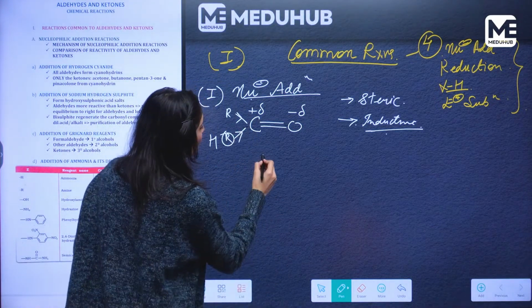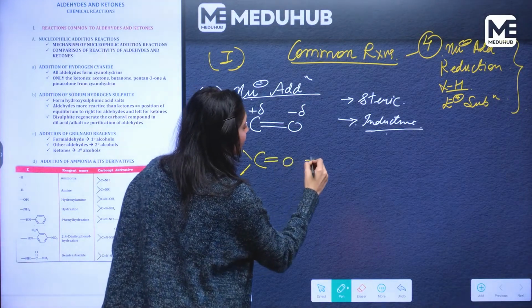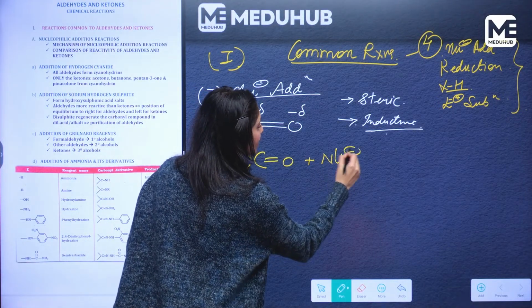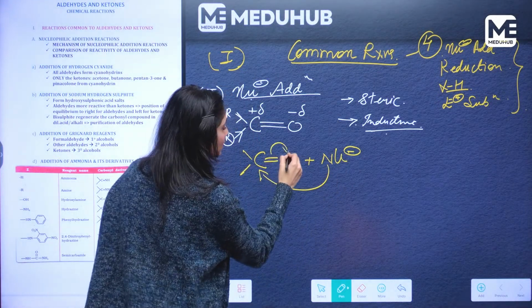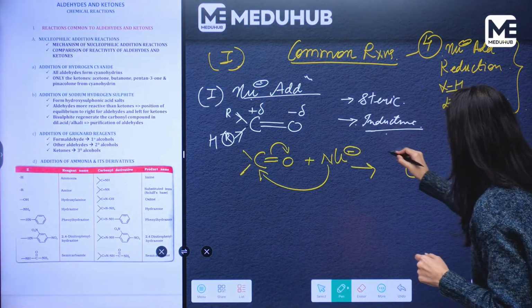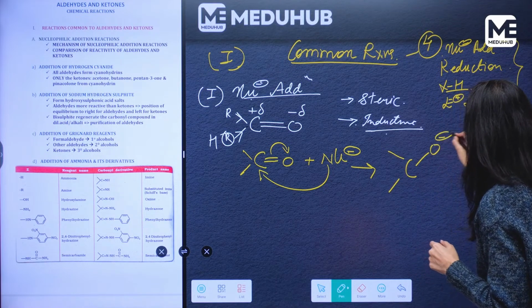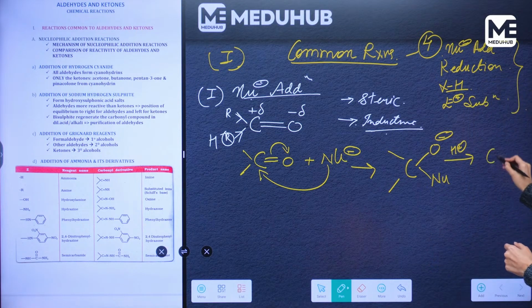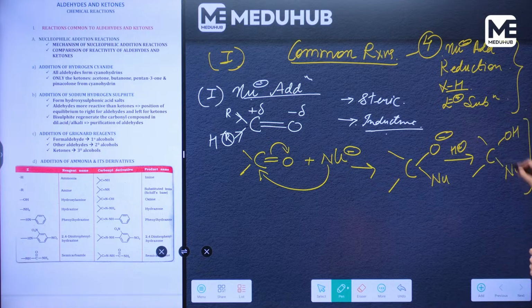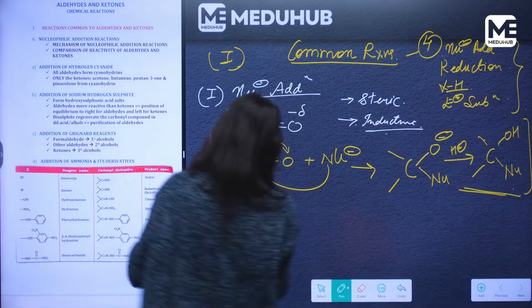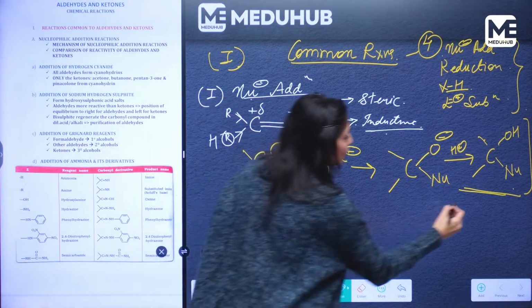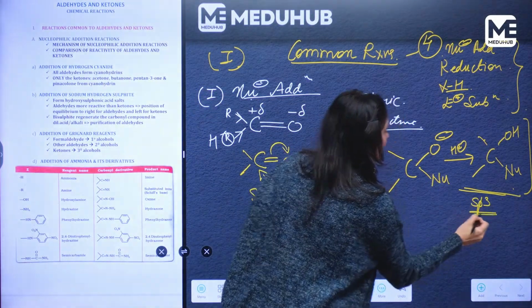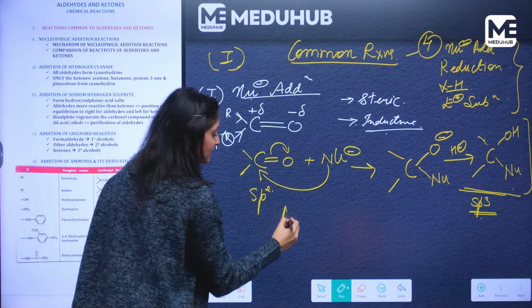Now, what happens when a nucleophile attacks the carbonyl carbon? We get a tetrahedral intermediate like this, which in the presence of acid gives us this product, which is the addition product. Now this product here has four groups attached, so the hybridization of carbon changes from sp2 to sp3. Nucleophilic addition reactions are acid catalyzed.